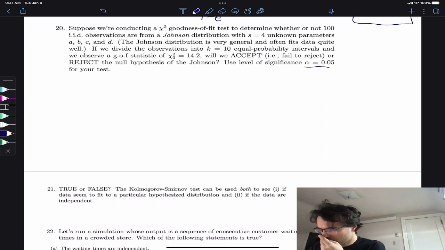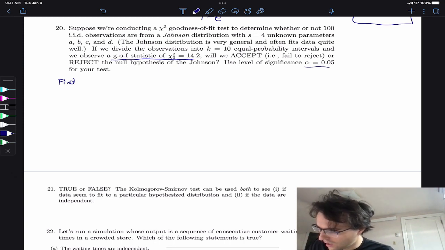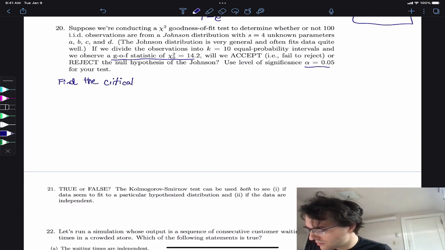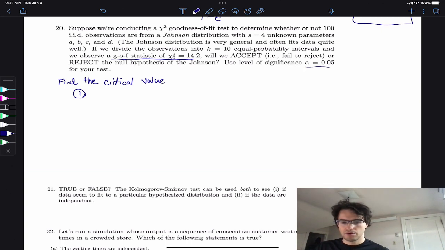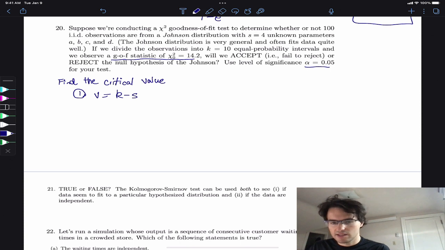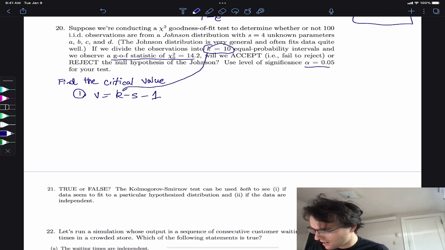So in this case, they tell us what the statistic is. We just need to find the critical value. So how do we find the critical value? We have most of the information, but one thing we'll need is the degrees of freedom. So the degrees of freedom, which is v, is equal to k minus s minus 1. And k is the number of buckets that we have, so that's this guy.